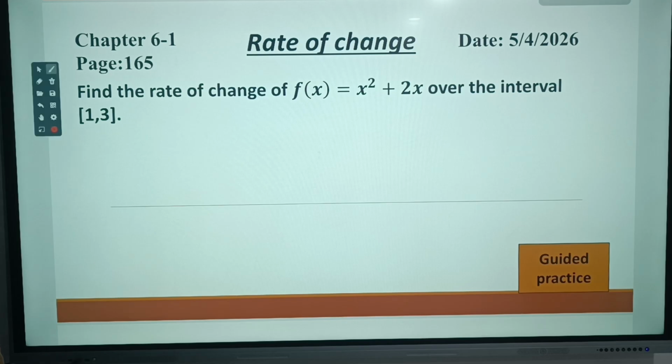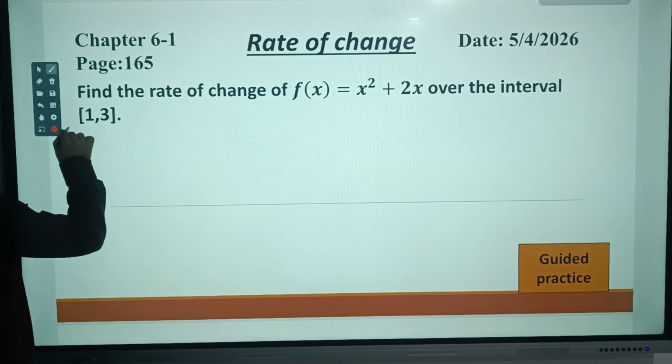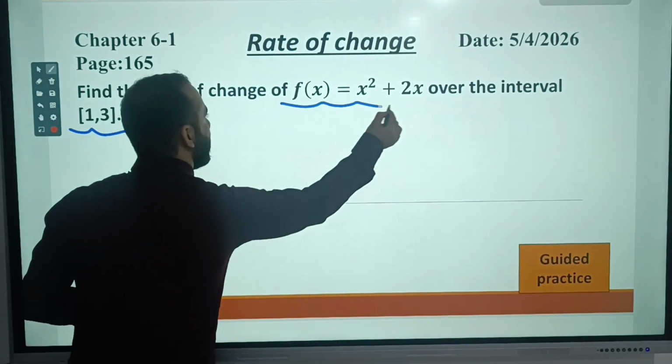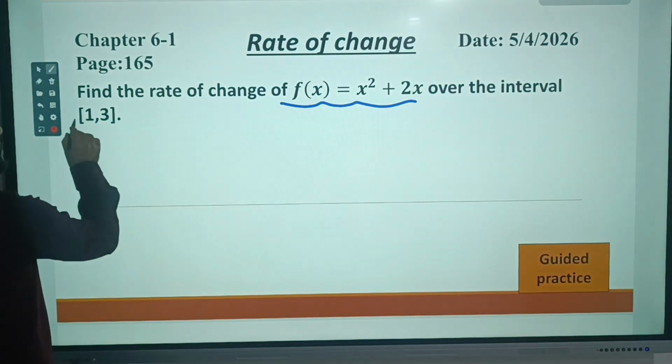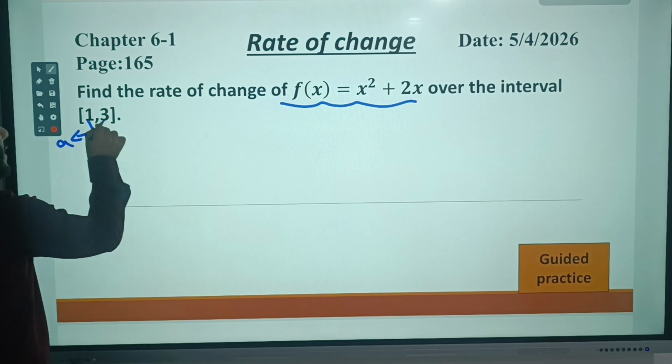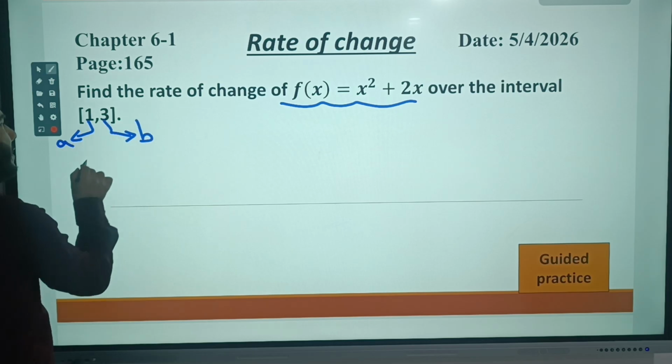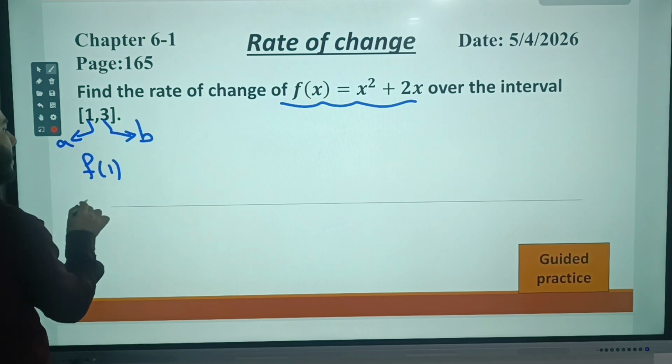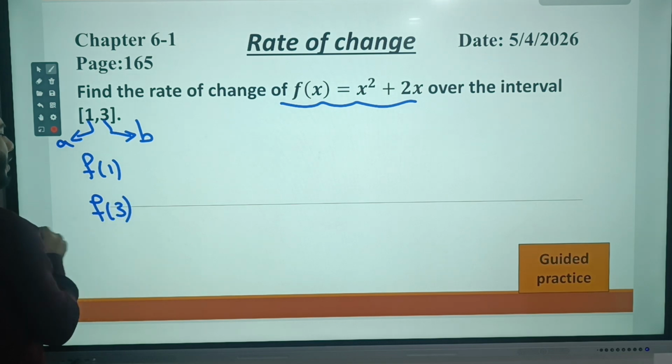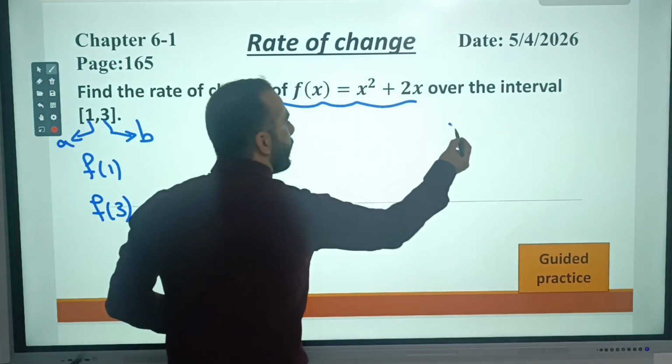Find the rate of change of f of x equals x squared plus 2x over the interval 1 and 3. So we have got a function and an interval. In our interval, the left side stands for a and the right side stands for b. That's why we need to find f of 1 and f of 3 in order to find rate of change.